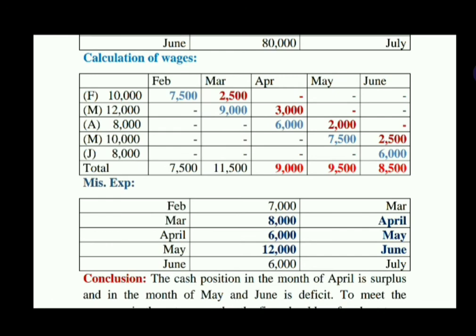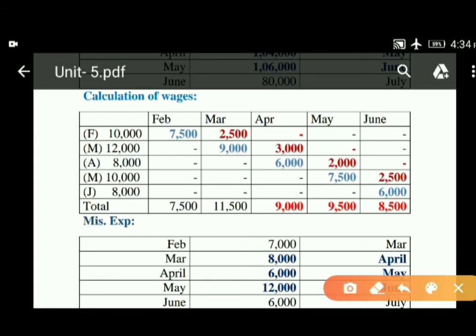See here, calculation of wages. Wages given: February 10,000, March 12,000, April 8,000, May 10,000, and June 8,000. The adjustment given in the problem is 75% of wages are paid in that particular month. Only 25% arrears will be paid in the next month.